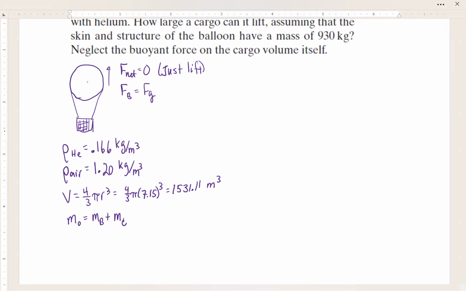The mass of the balloon, so that's going to be 930 plus the mass of my cargo. And the mass of my cargo, I'm going to put a box around it because that's what I'm looking for. Okay, so let's do this. What mass of the cargo am I going to need? So I know that the density of the fluid, in this case, the fluid is air, times volume times gravity.